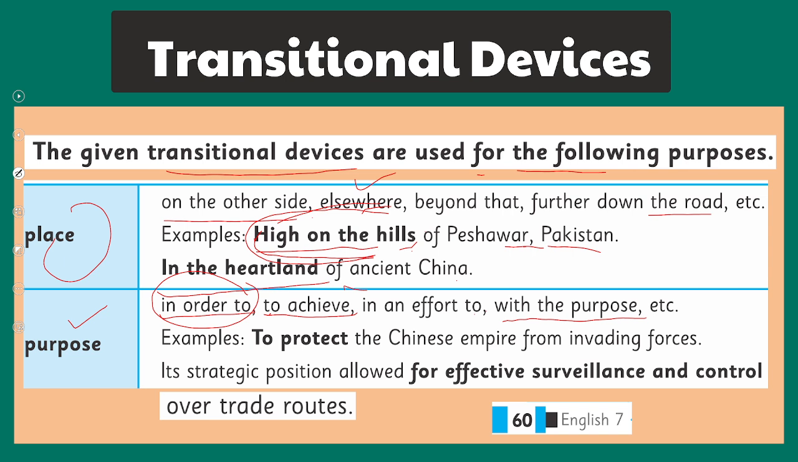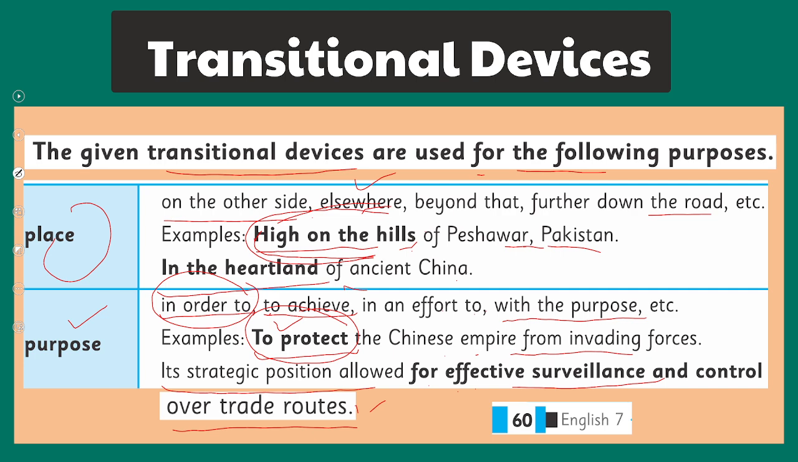For example, to protect the Chinese empire from invading forces. Its strategic position allowed for effective surveillance and control over trade routes. Now, what is the purpose? The Chinese empire from invading forces, they built different strategic positions. For what purpose? To protect. So to protect is our transitional device, and you can use it at the start of the sentence.